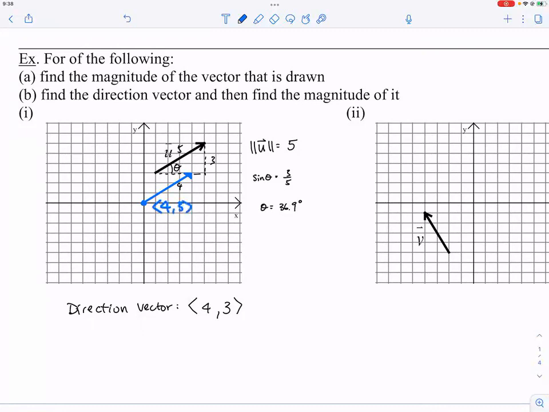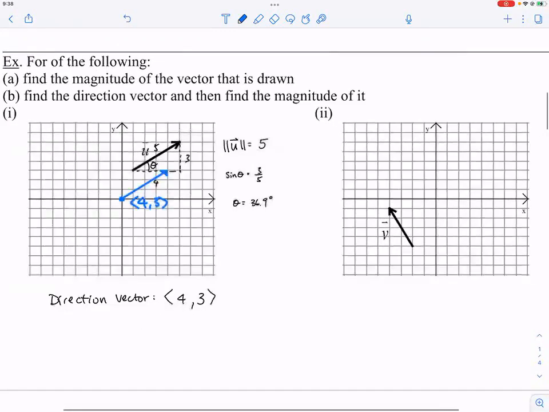Four, comma, 3. And then the one on the right, you can see that the V vector is going to the left 2 units and up 4 units. Okay, left 2 units and up 4 units, so you can get the vector straight away.